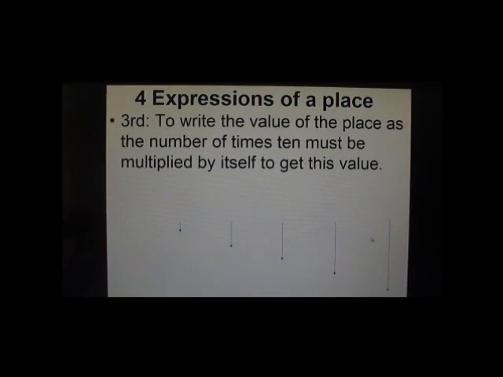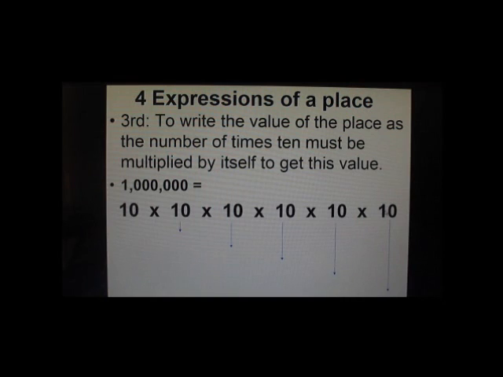The third way of expressing a place value is to write the number of times that 10 would be multiplied by itself to make that particular place. Now we're talking about the millions place, so think about it. How many times would you have to multiply 10 by itself to get 1 million? Any idea? Well, there's a trick to it, so let's look at the answer and we'll talk about the trick. You would have to multiply 10 by itself once, twice, so 10 times 10, times 10 again, times 10, times 10, times 10. You count them up, 6 times to get the number 1 million.